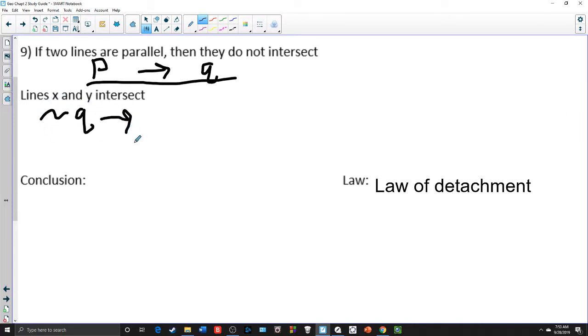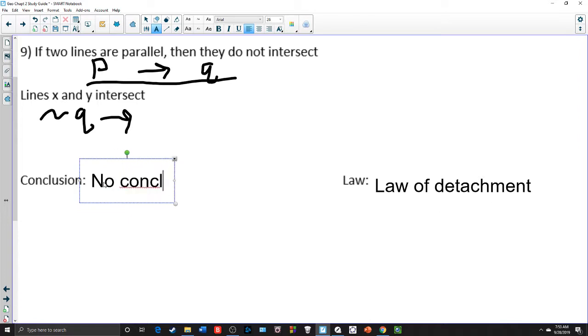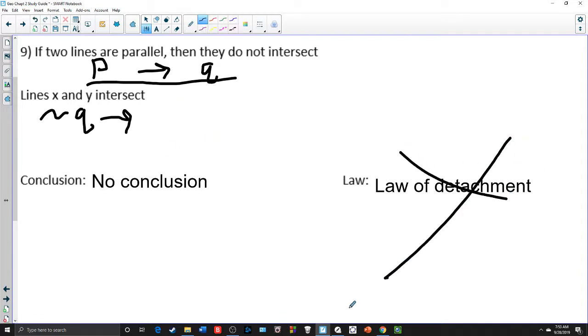Well, I can tell you nothing, because all I know right now is that if you have P, I can give you Q. You've given me the opposite of Q, therefore I can't give you anything. So this actually would draw no conclusion, because they don't give you the correct setup. Now, since it's no conclusion, by the way, that means this doesn't work. So you can just cross that out.